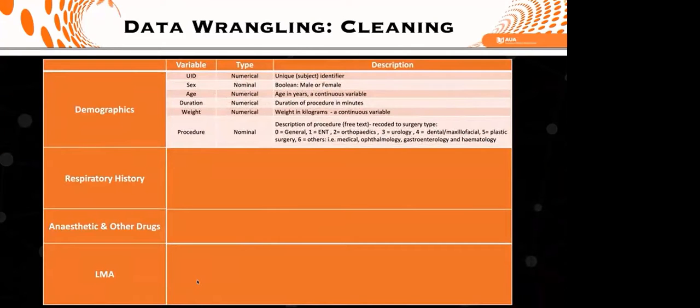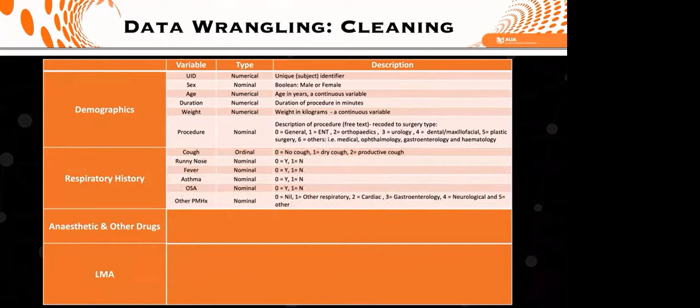Our data set included demographic data such as age, sex, procedure. In terms of class harmonization and data standardization, I spent a lot of my time cleaning the data set, recoding things, making the data applicable and easy to use in Python and RStudio.